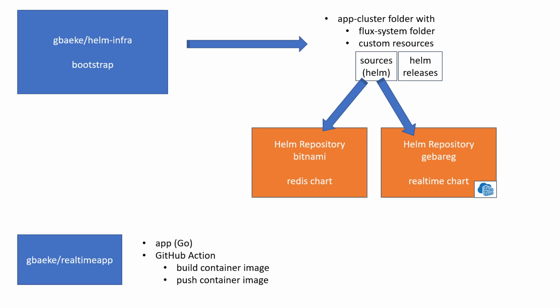Of course, we still have the app we are deploying, and that is the sample real-time app written in Go with a GitHub action that builds and pushes container images when the real-time app sources change. Now, let's check first how we can deploy these Helm charts without Flux v2.